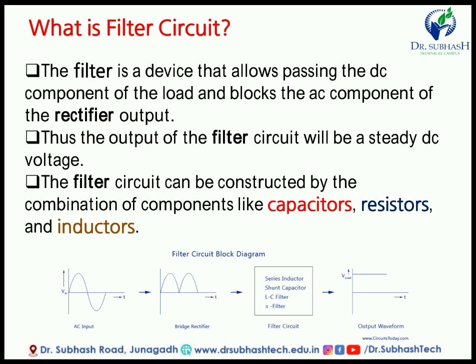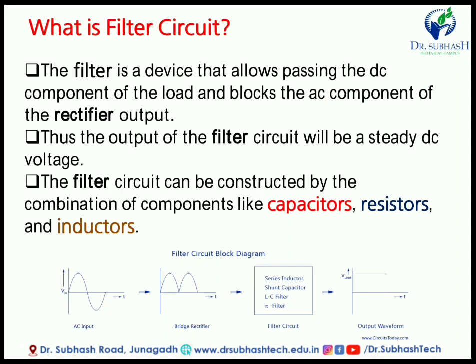The output of a rectifier is pulsating DC, and if you want to convert pulsating DC to pure DC, then a filter circuit is required. The filter circuit is a device that allows the DC component to pass to the load and blocks the AC component. It does not allow the AC component to pass, and gives only the pure DC component. So, the filtering process is done.